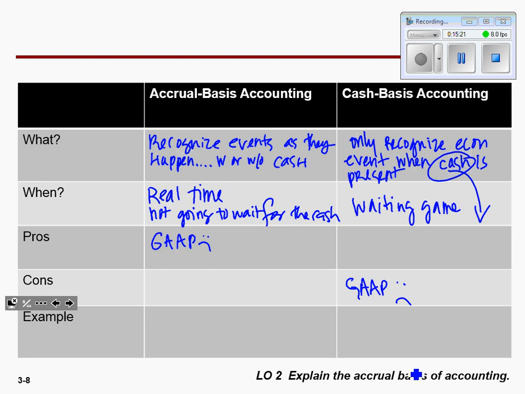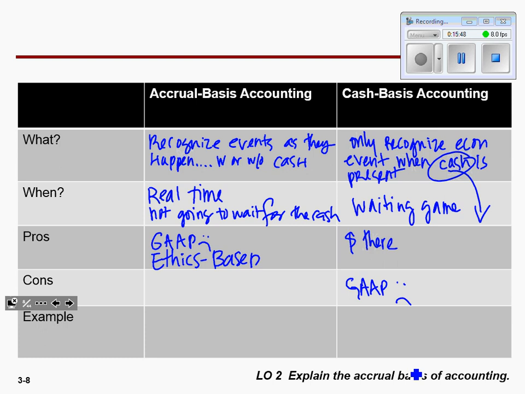Another big pro with accrual, it's very ethics based. There's no smoke and mirrors. When we gave the haircut, we recognized the revenue then, whether or not we got paid. A pro on cash basis, the money's there. We might be waiting, but the cash pile is sitting there in front of us, so that could be deemed as a pro.